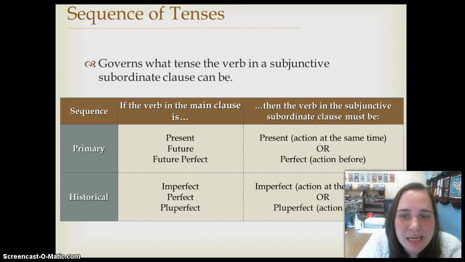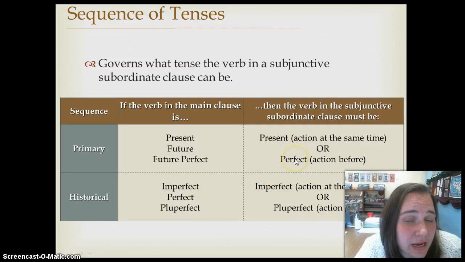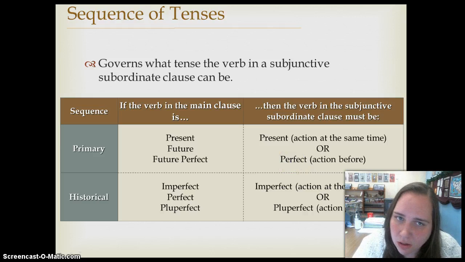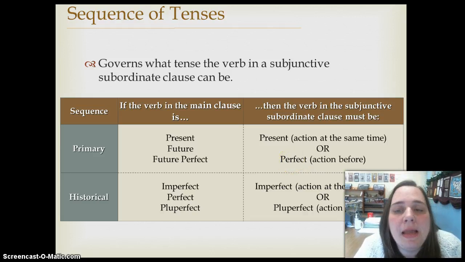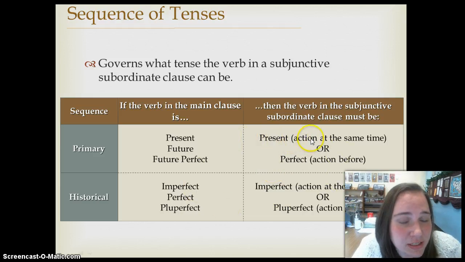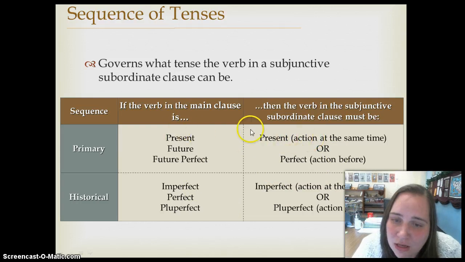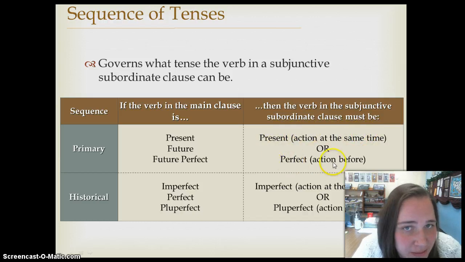If you are in primary sequence, the verb in your subjunctive subordinate clause can only be present or perfect. So you can only have a present subjunctive or a perfect subjunctive in your subjunctive subordinate clause. So in your purpose clause, in your result clause, in your indirect question, which is what we're going to do a little bit later on. If you want to show that the action in your subjunctive subordinate clause is happening at the same time as the action in the main clause, you use the present subjunctive. If you want to show that it's happening before, you use the perfect subjunctive.